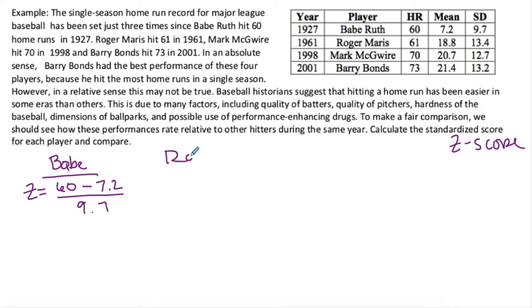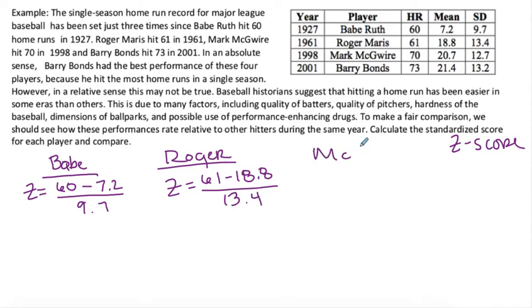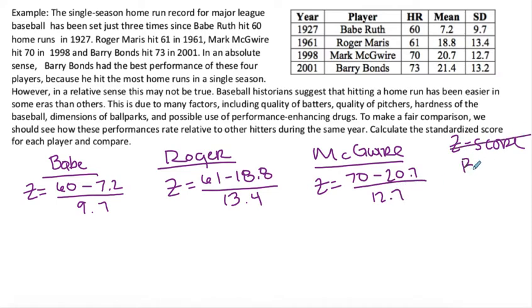Then we have Roger Maris. So if we look at Roger, his z-score would be 61, and on average, people were hitting about 18.8, but that varied by 13.4. And then McGwire, we had an observation. He hit 70 home runs. And on average, again, it's improving, but it has less variation there. And then the last one, we have Barry Bonds.